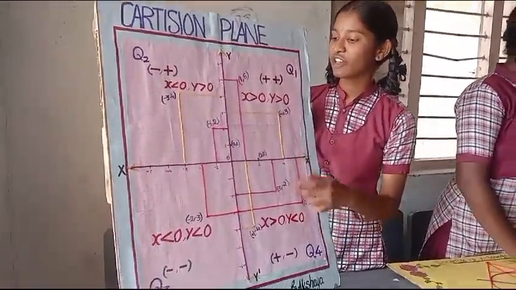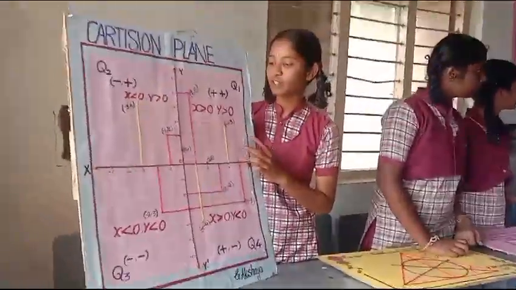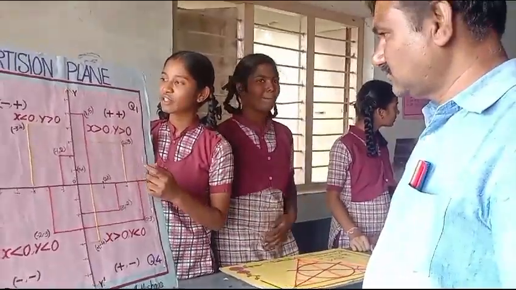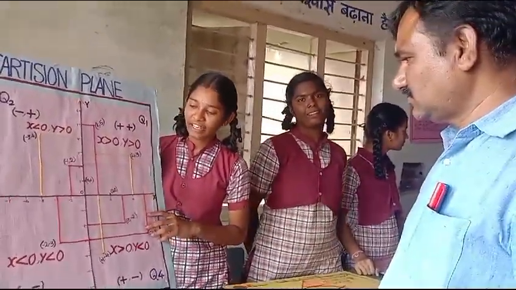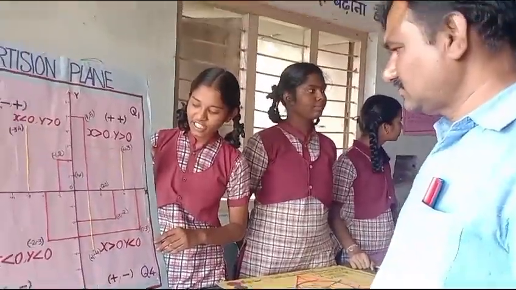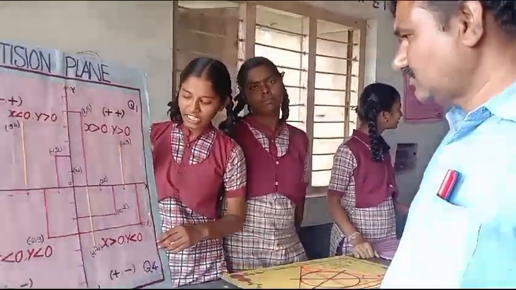In the first quadrant, the x and y values are positive. In the second quadrant, the x value is negative and y value is positive. In the third quadrant, x and y values both are negative. In the fourth quadrant, x value is positive and y value is negative.